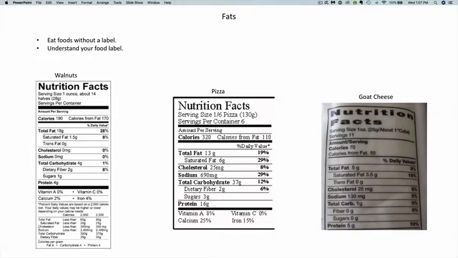Occasionally, you'll see a label that does list monounsaturated and polyunsaturated fat, but that is not a requirement, so it is not very commonly found on your food label. You can see on the label on the left, walnuts, total fat 18 grams. The percent daily value on the right says that's 28% of a day's intake of total fat. That is based on a 2,000 calorie diet.